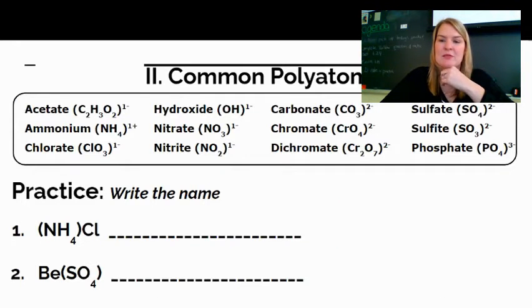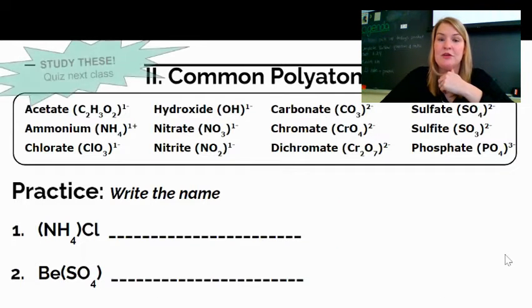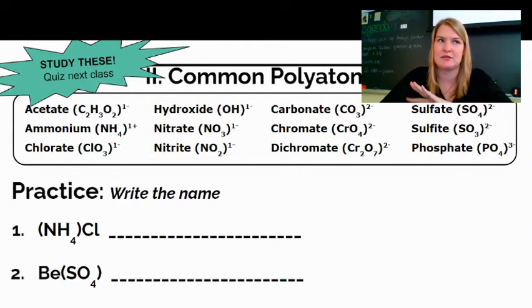And so these are some common polyatomic ions that you should be familiar with because you're going to have a quiz next class on them. I'll give more details about this quiz at the end of this video. But notice how almost all of these are anions. They have a negative charge. We have one example of a cation with a positive charge right here.